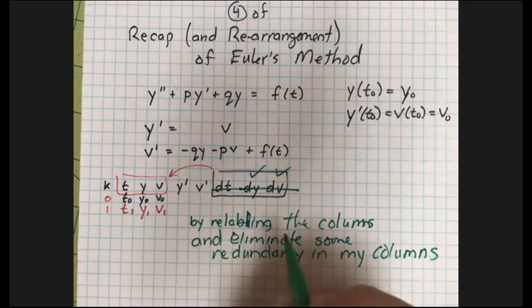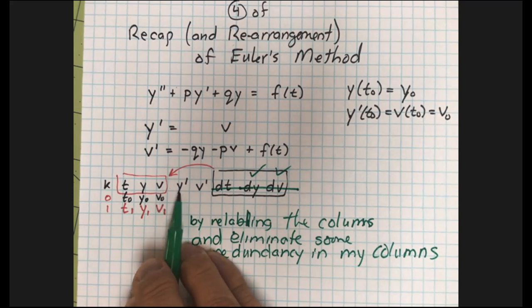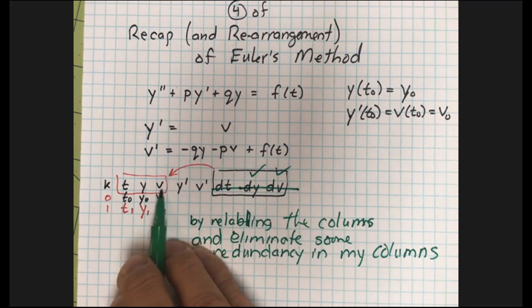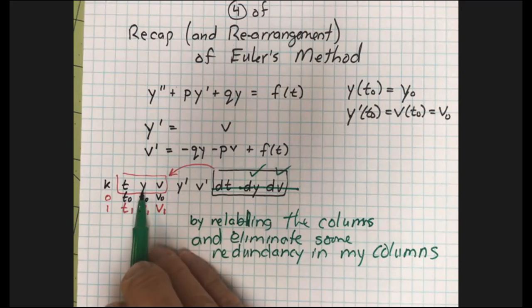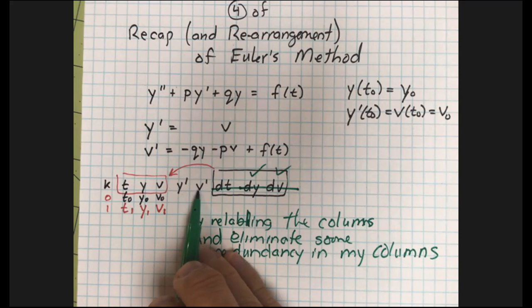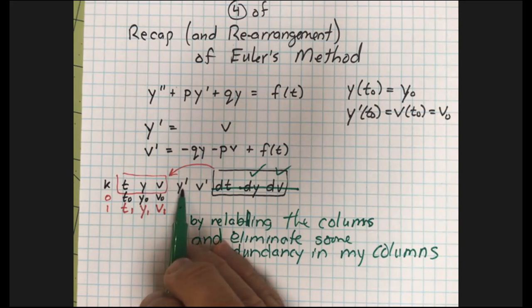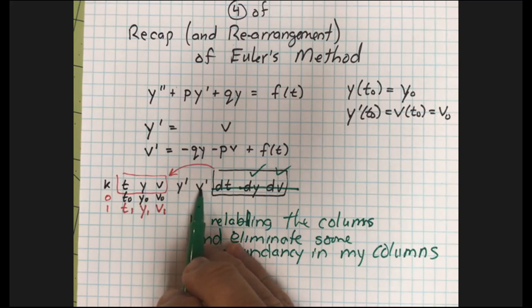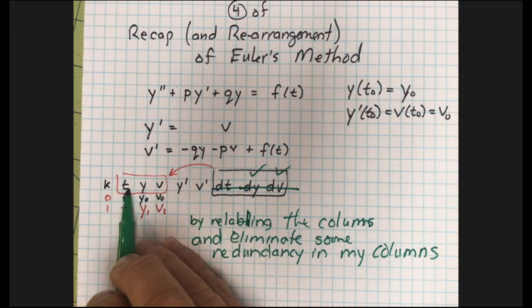Look at one more efficiency. This V stands for Y prime. But then I repeated the column that said Y prime. So technically that was a repeat right there in this problem. So technically all I need is a Y column and a Y prime column. Let's look at V prime. What is V prime? V prime is Y double prime. So I need a Y column, a Y prime column, and a Y double prime column with correctly written formulas, a counter column, so to speak, and a timer column.